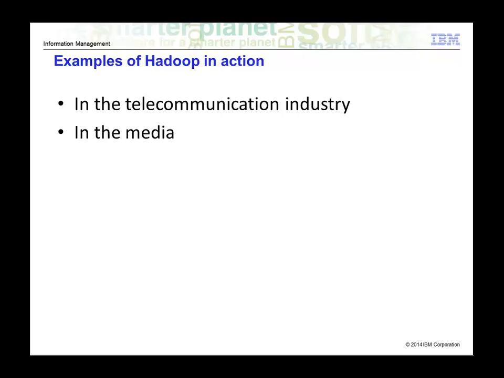In the media, we have the New York Times, which wanted to host on their website all public domain articles from 1851 to 1922. They converted articles from 11 million image files to 1.5 terabytes of PDF documents. This was implemented by one employee who ran a job in 24 hours on a 100-instance Amazon EC2 Hadoop cluster at a very low cost.